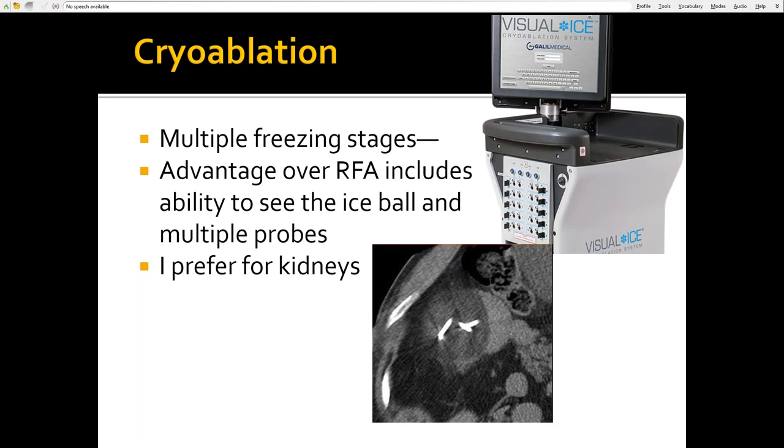One nice thing about cryoablation, I think, is that you can use multiple freezing stages, and you can nicely see sometimes an ice ball on CT to know that you've surrounded the tumor that you're trying to treat, and you feel good, okay, I got it. And if you're treating a tumor with cryoablation and you see that maybe there's a little bit of a margin that's not covered, you can add an additional probe, and that'll create a larger ice ball to encompass the whole tumor. So that's one nice thing about cryoablation.